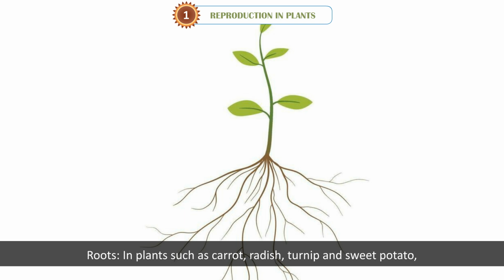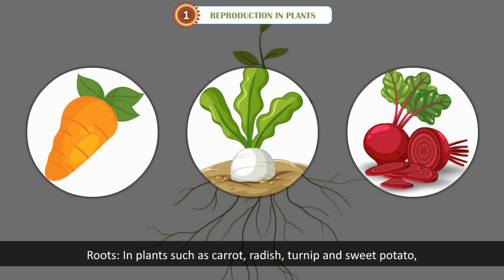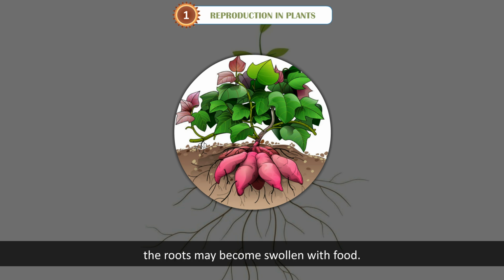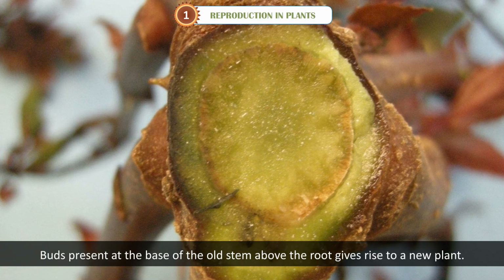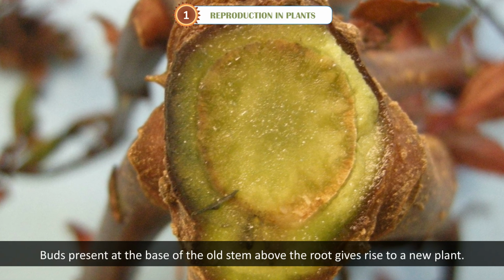Roots. In plants such as carrot, radish, turnip, and sweet potato, the roots may become swollen with food. Buds present at the base of the old stem above the root give rise to a new plant.